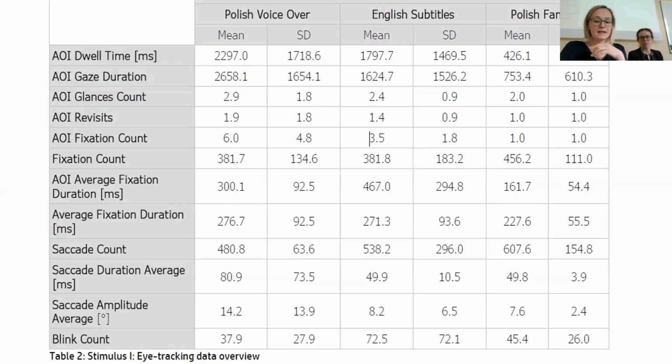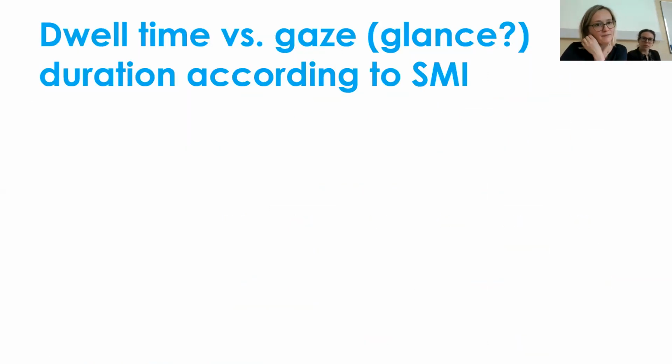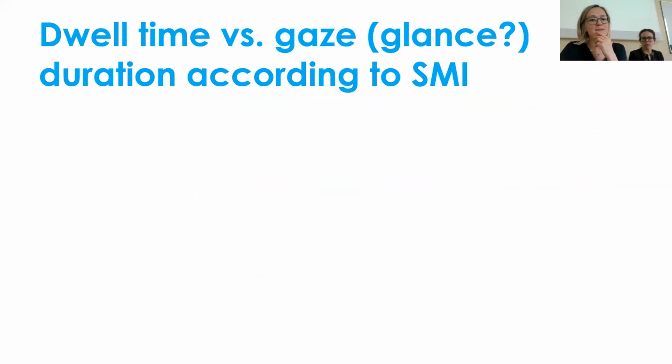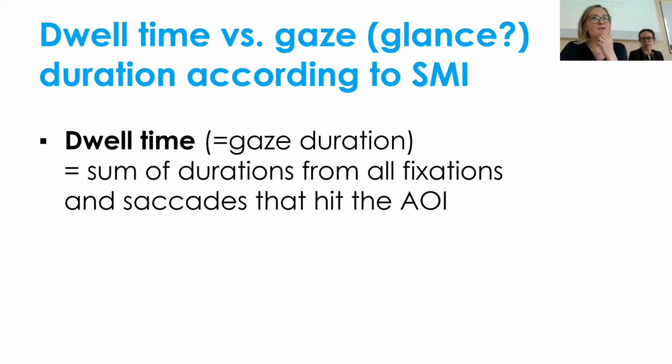And then you have the glances counts and revisits, and you can see they're almost the same. They just differ by one number. We still don't know what that is. So perhaps I can now explain. This researcher reported dwell time, and what did she say? Gaze duration, actually. And she was using SMI. So I went to the SMI manual to actually try and understand what she did.